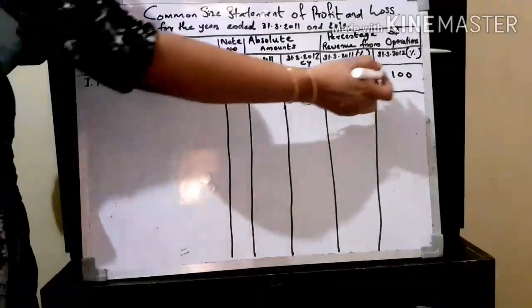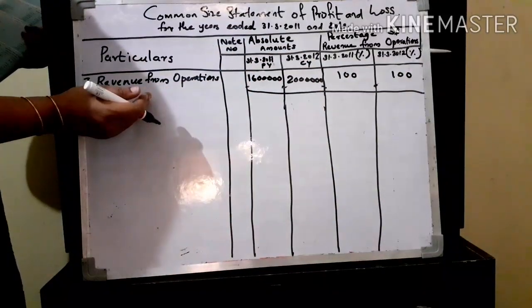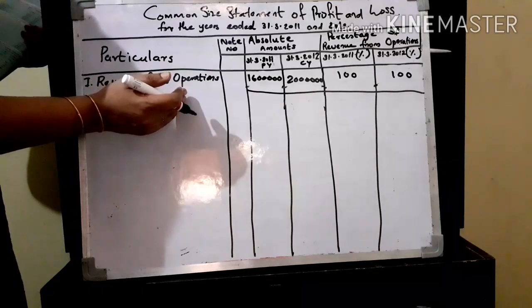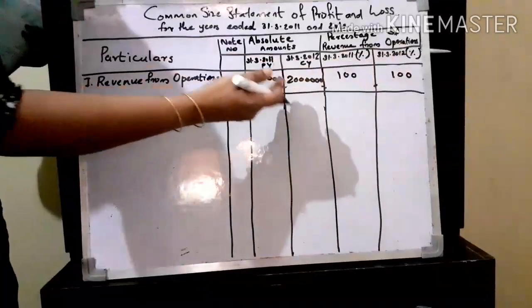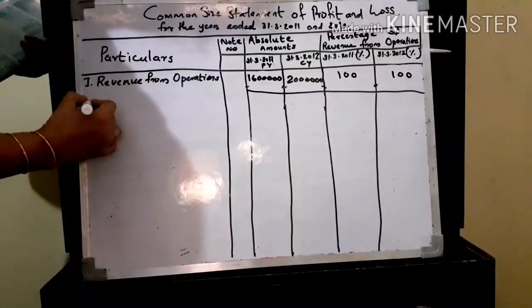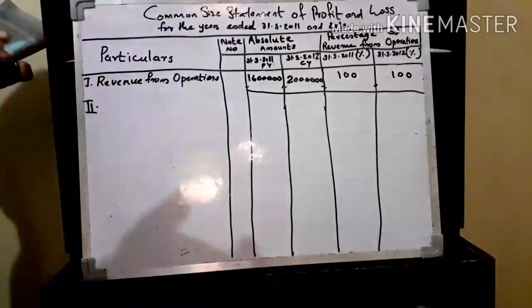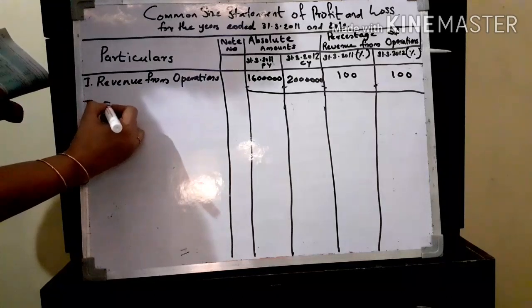After this, underline this portion, because only one revenue item is given, that is revenue from operations. Other income is not given in the question. So after writing the revenue part, underline. Then next, employee benefit expenses, which comes under the expenses part.